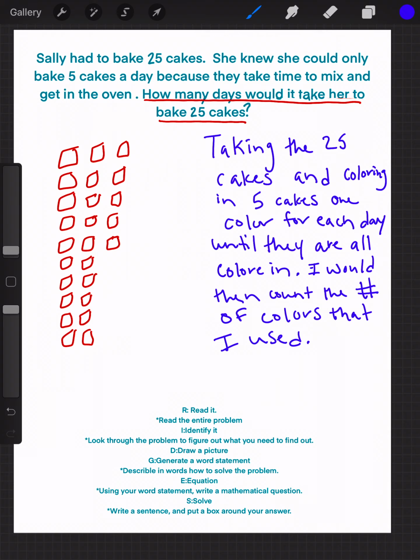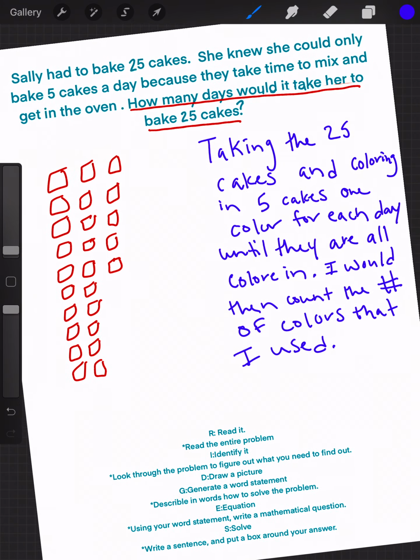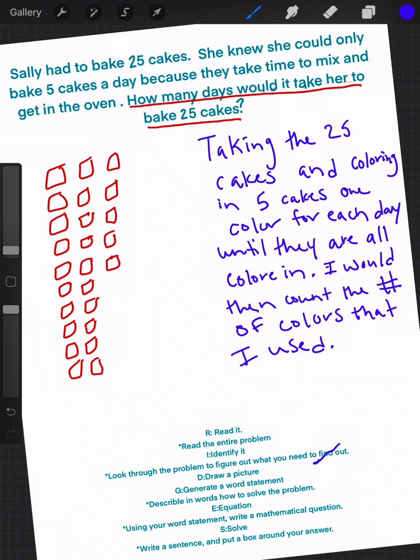So E is an equation. So using the word statement I just wrote, I'm going to write a mathematical equation. So I know that the total number of cakes is 25. And because I want to figure out how many days it will take, and I know that there's 5 cakes in one day, I'm going to divide 25 by 5 cakes a day to get our answer.